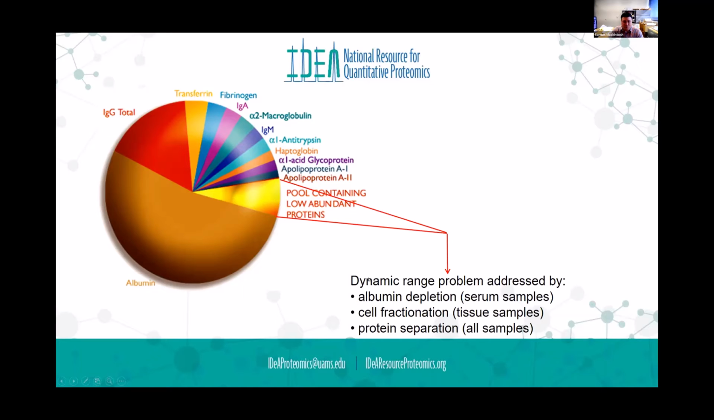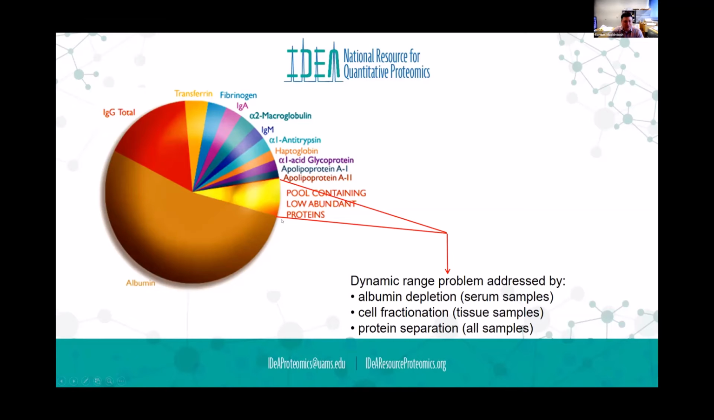But it's particularly true of serum samples, of the protein complement of blood. So that's the example we're going to use here. Dynamic range is the difference between the concentration of the most abundant protein in the sample and the least abundant protein in the sample. And with blood, with serum, that dynamic range is around 10 orders of magnitude or something along those lines. So it's a striking example here.